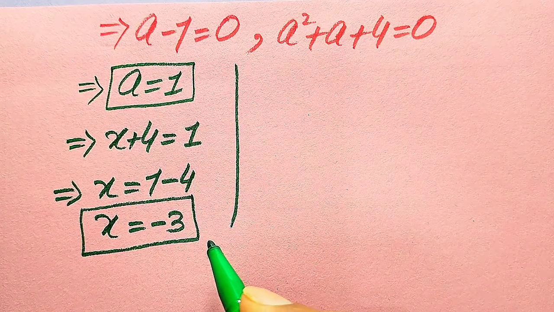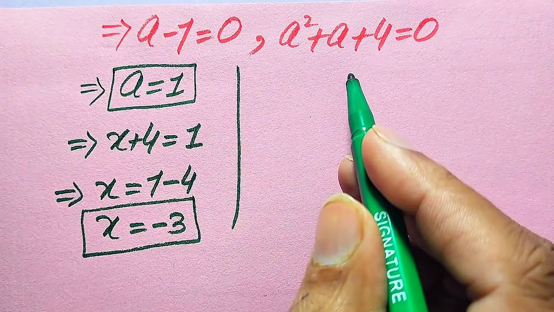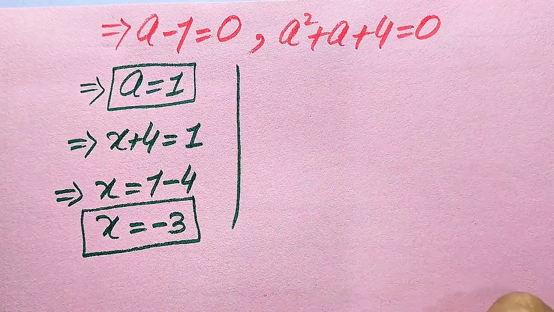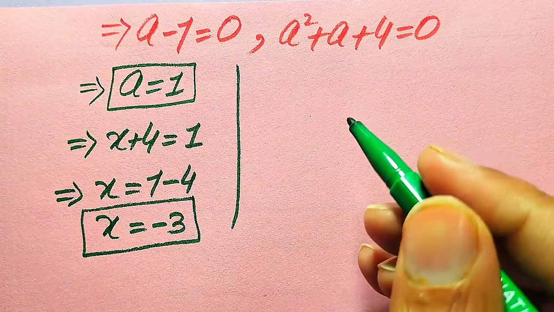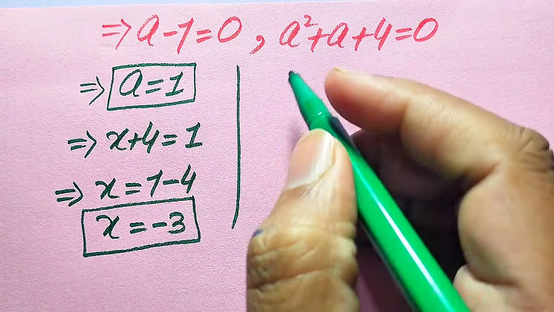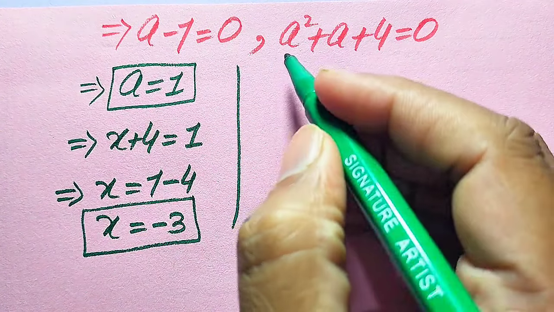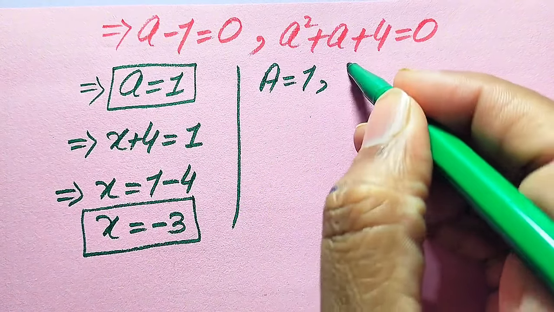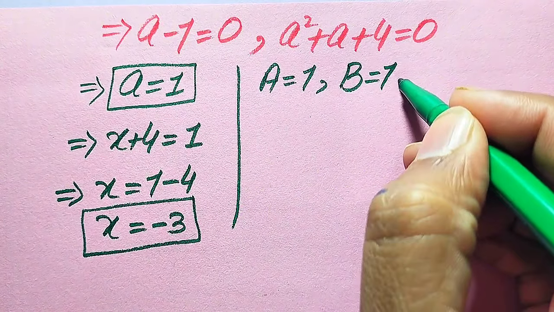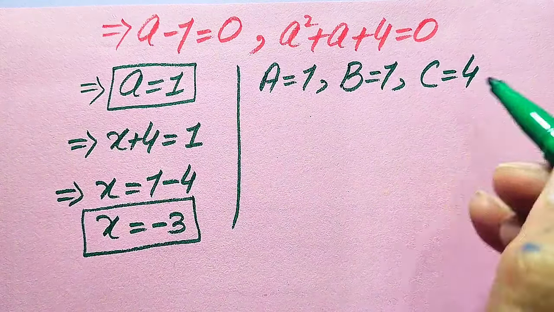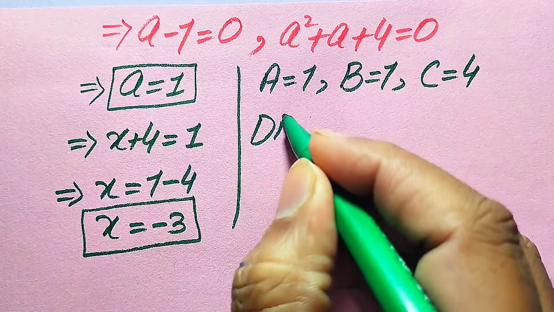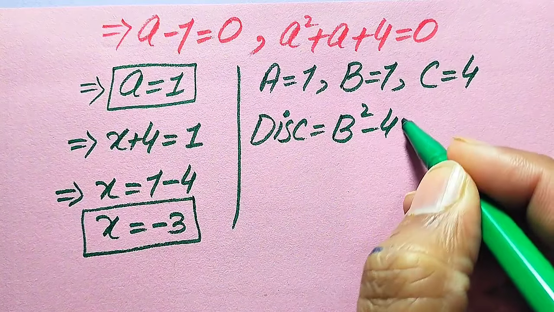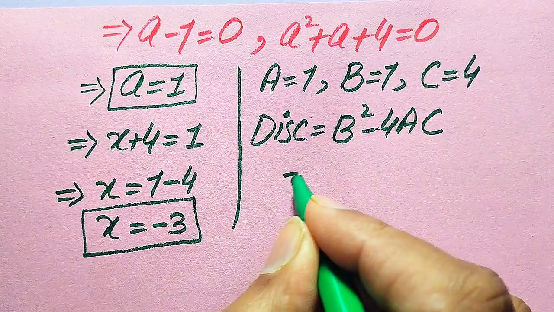Now in the next step, we need to check whether this quadratic equation has real roots or not, so we use the discriminant formula to check these roots. First we write the coefficients of this equation: capital A equals 1, capital B equals 1, and capital C equals 4. We state the discriminant formula as D equals b square minus 4 times AC.